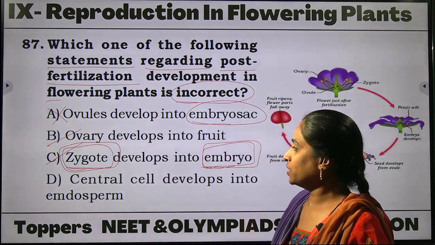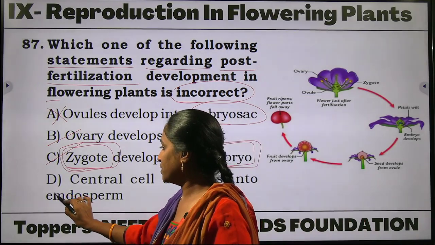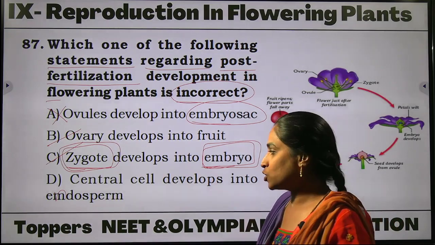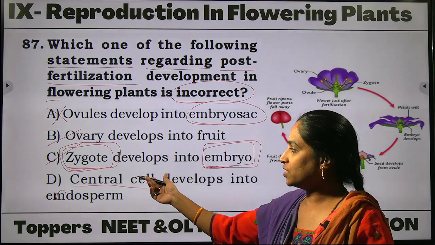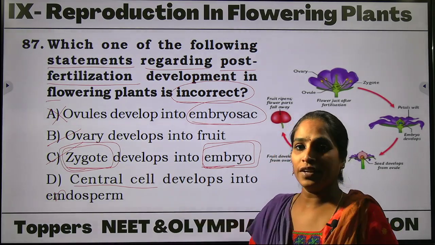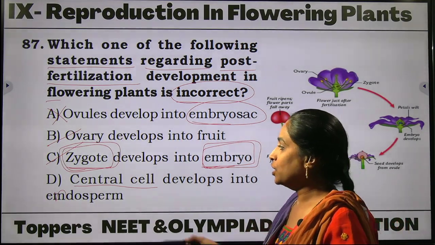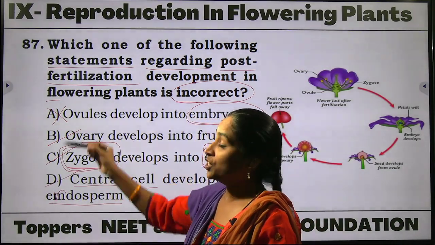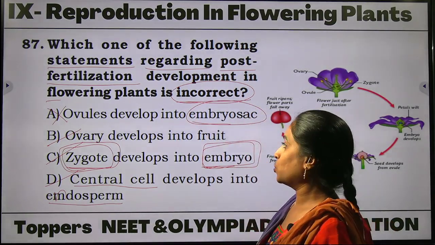And coming to option D, the central cell develops into endosperm. It's not M, dears, it's N, a printing mistake. So the central cell develops into endosperm. Yes, what is the central cell? It contains two polar nuclei. So within the central cell, the second sperm cell will be reaching and fusing with the polar nuclei, and there we can observe the three nuclei. Triple fusion also we can say. Okay, so there it is developing as endosperm. This is also the correct statement. So which is the incorrect statement? It's ovules develop into an embryo sac.